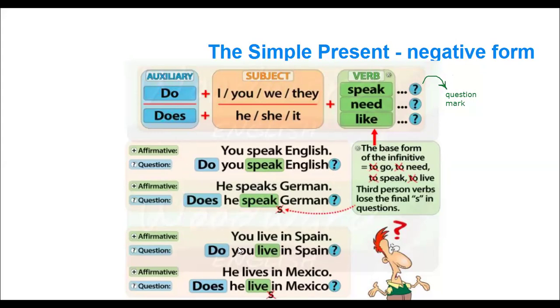Okay, so we have another sentence. This is in third person singular, right? For positive, he speaks with the letter S, German, because it's positive. But then, al cambiarlo a question form, empezamos with the auxiliary, does, the subject, he, the verb, speak, complement, German. And we finish with a question mark, and very important, no letter S at the end of speak. Does he speak German? Is this clear?